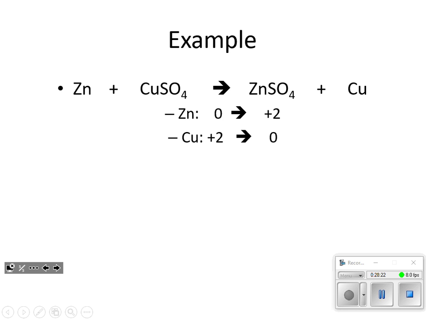What we have to remember is electrons are negative particles. And if you lose a negative, you become more positive. Which is why zinc lost electrons. If you lose electrons, you're oxidized. Leo. Copper, on the other hand, gained electrons. And if you gain electrons, you're reduced. GER.